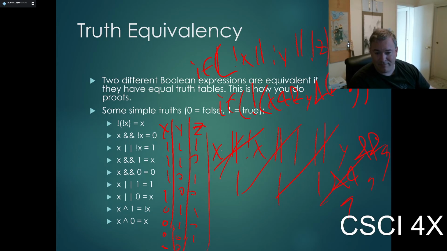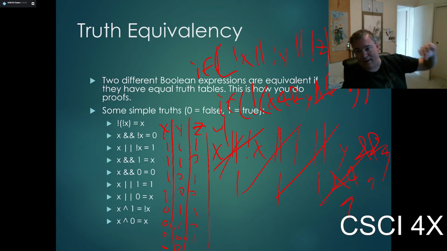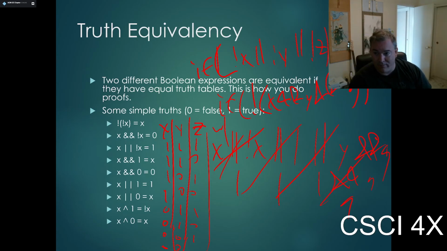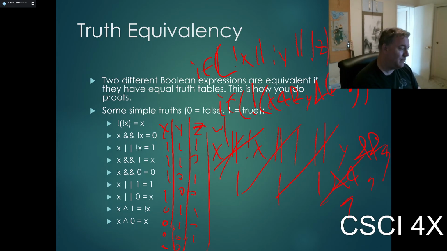Yet another term, it's now 16. Yet another term, there's now 32 possibilities. And having your human brain think about all 32 possibilities of inputs gets very complicated. Making sure all 32 rows are correct? Probably not. You know what I mean?